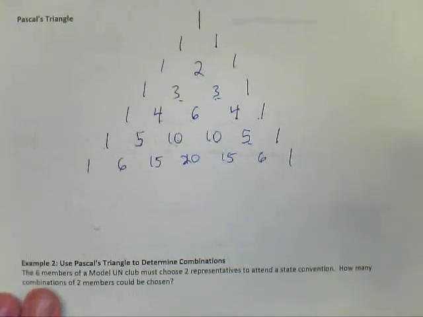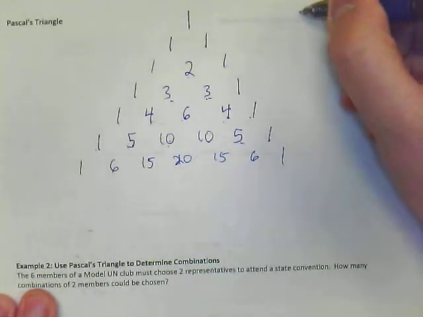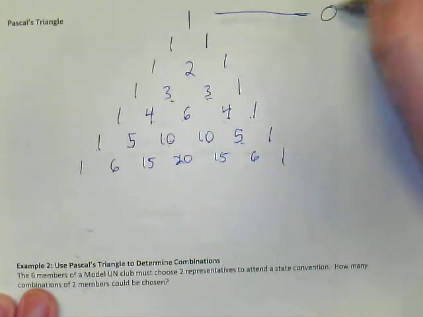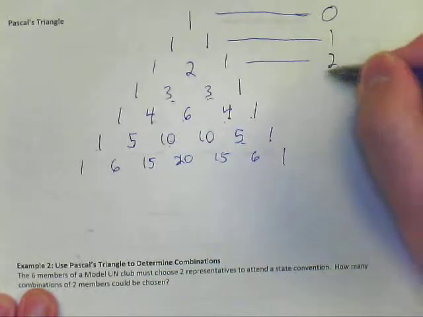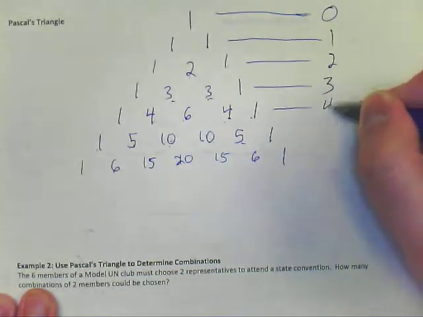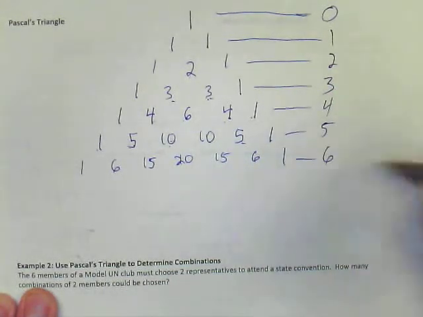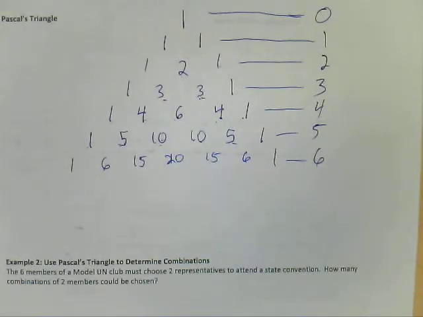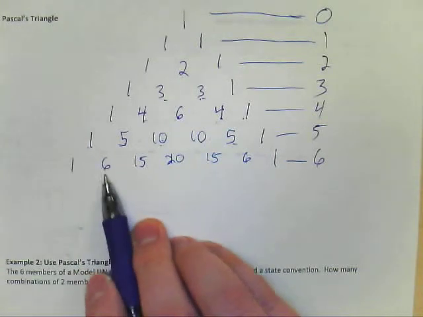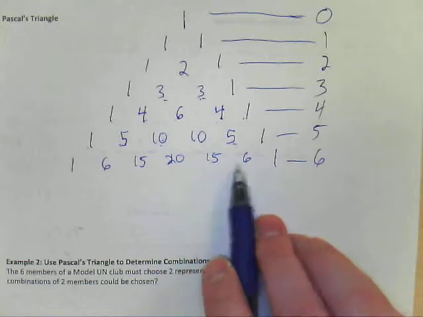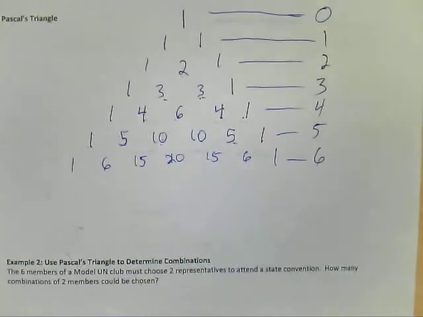Now, we're going to label these rows. The first row I'm going to label as the 0th row. Second I'm going to label as the first row, and then second row, third row, fourth row, fifth row, and then sixth row. And for the spots in each row, we're also going to start counting with 0. So this is the 0th spot, first spot, second spot, third spot, fourth, fifth, and sixth spot.